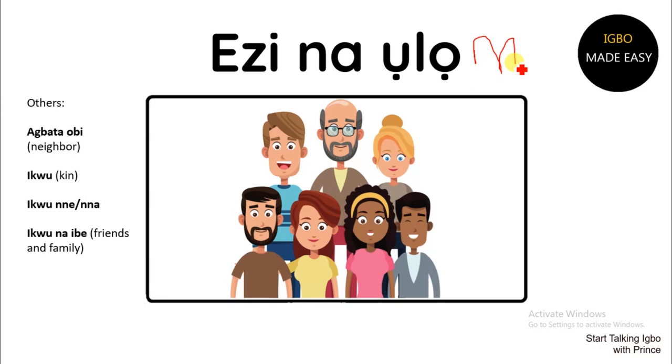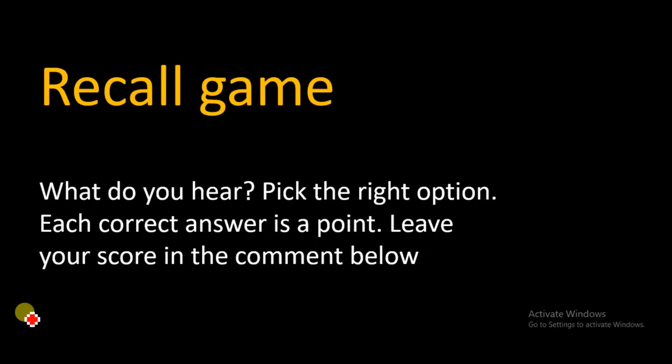Then we have iku na ibe. Iku na ibe is what we call friends and family in Igbo language. So your friends and family are ndi iku na ibe. Ndi is the word for plural, right? So if you just add ndi here, and you have iku na ibe, you just said my friends and family people, plural, friends and family, iku na ibe.